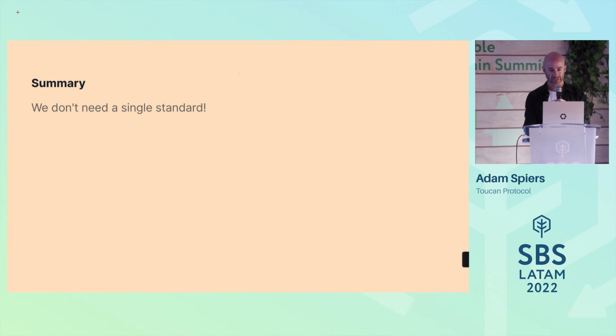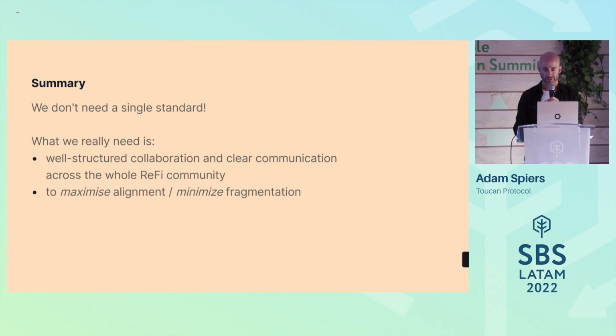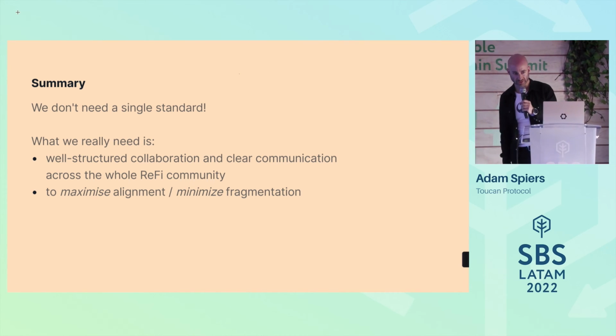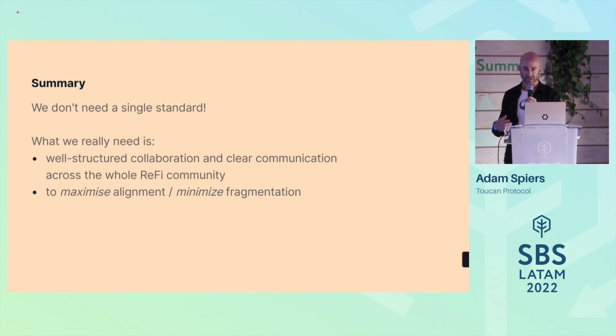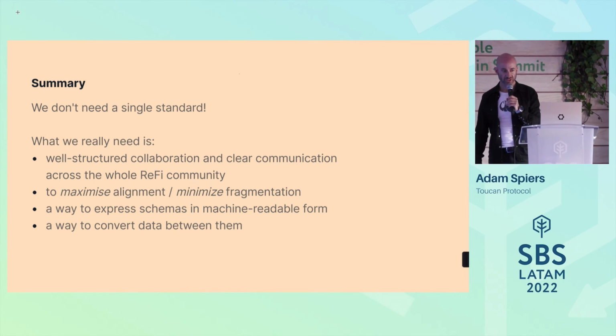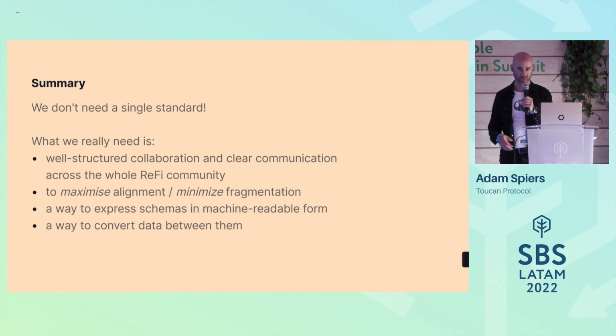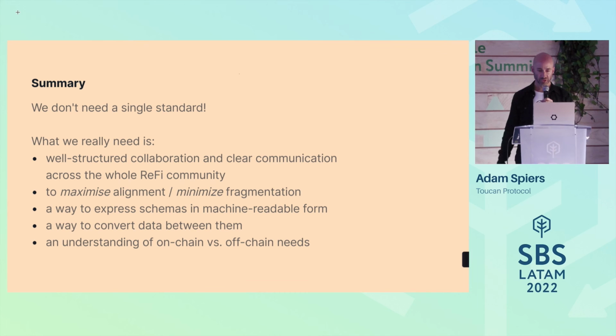So the summary: I don't think we need a single standard, but what we really need is well-structured collaboration and clear communication across the whole space. We want to maximize alignment and minimize fragmentation. And once we have that coordination at the human level, then we need a way to express schemas in a machine-readable form for the machines, and then we can automate the conversion of data between them.